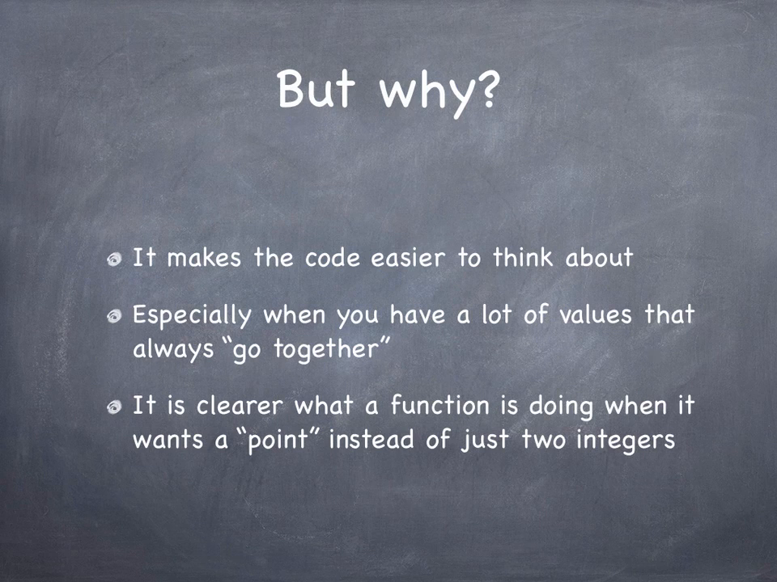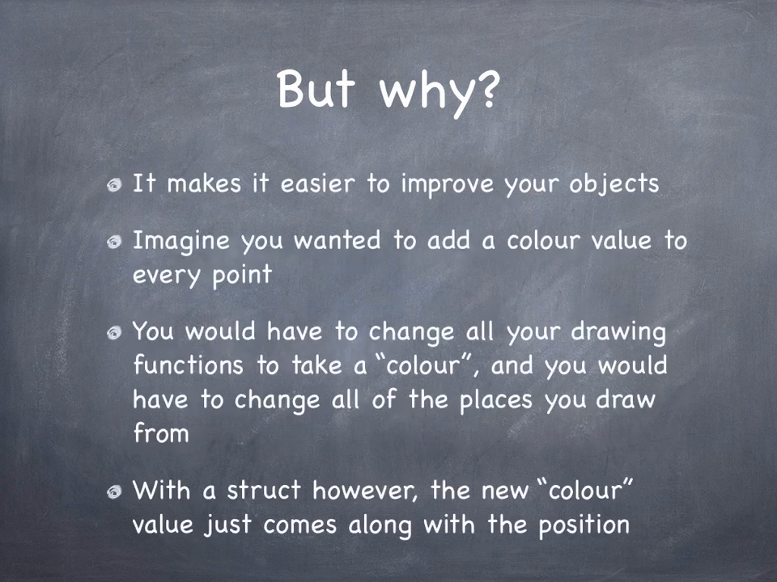So why would you want to do this though? Well, it makes the code easier to think about, especially when you have a lot of values that always go together. It is also clearer what a function is doing when it wants a point instead of just two integers. It also makes it easy to improve your objects.